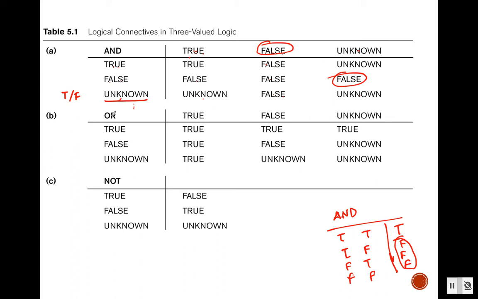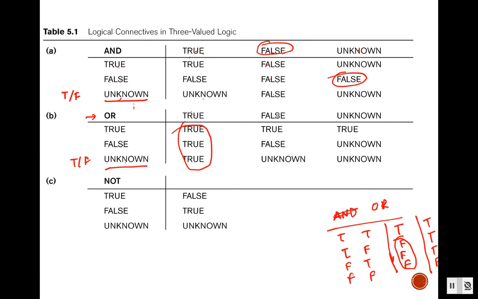Now for the OR operation, if one of them is true, the result will be true. If both are false, it will be false. So finding the true is easy because if one of them is true, it will be true. True or true is true, true or false is true. We know that true or unknown will be true because one of them is true. It doesn't matter what is the value of this unknown, the result of the OR operation will be true.